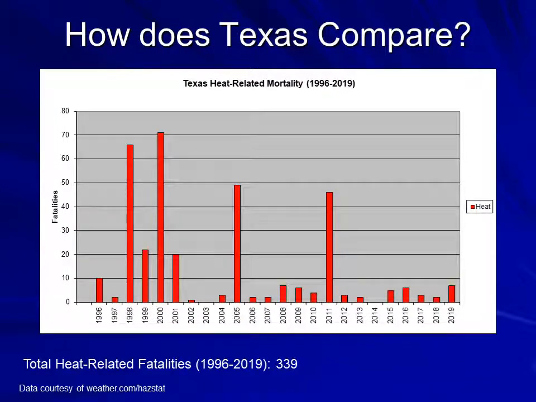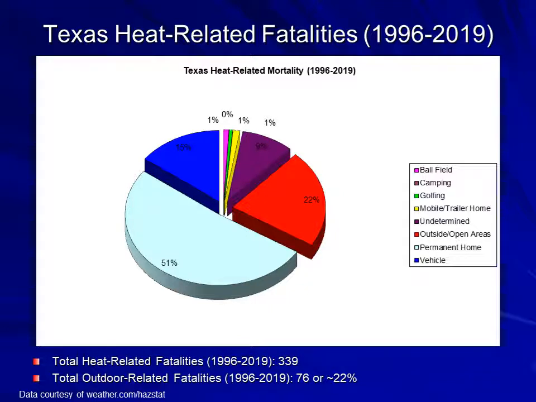During the same historical period, there were 339 heat-related fatalities in Texas. You can see similar spikes in fatalities, which corresponds to severe heat events across the state. While most fatalities occur inside homes without adequate cooling, 22% of the heat related fatalities over this 23-year period in Texas occurred outdoors. So, what can be done to prevent future fatalities outdoors?